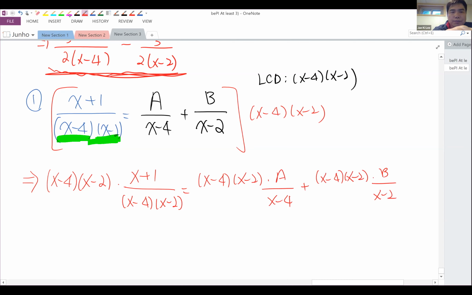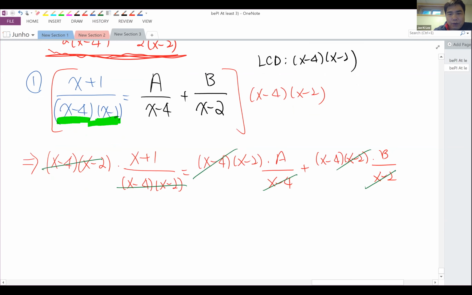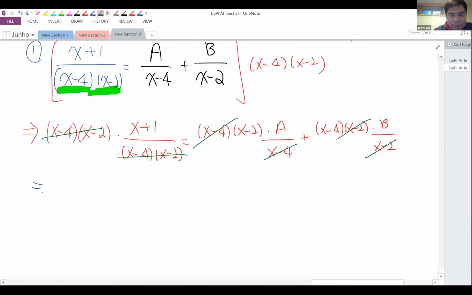Now we just cancel out all these common factors. Then this is gone, and this is gone, and this is gone. Okay. Therefore, this becomes x plus 1 equal to a times (x minus 2) plus b times (x minus 4).